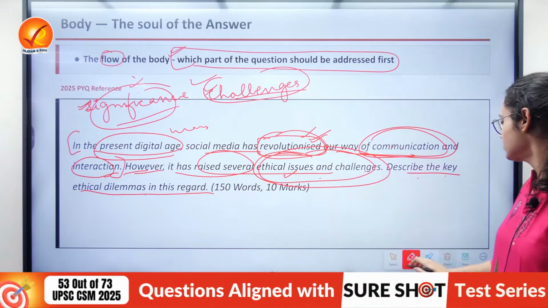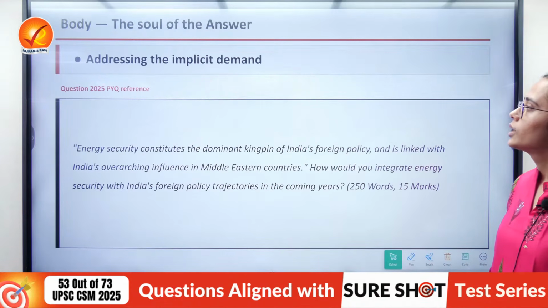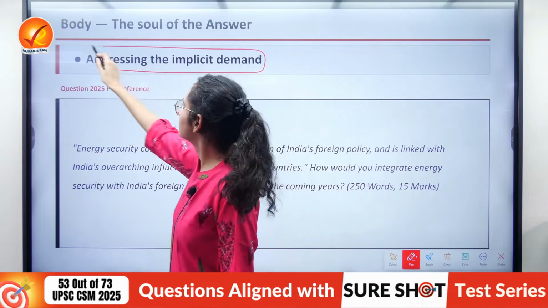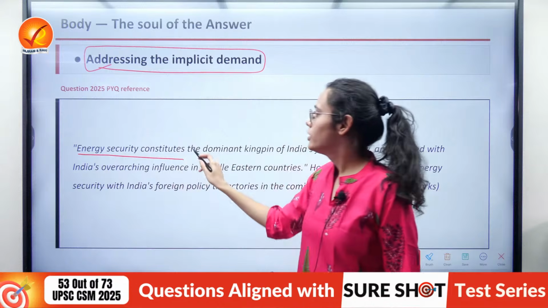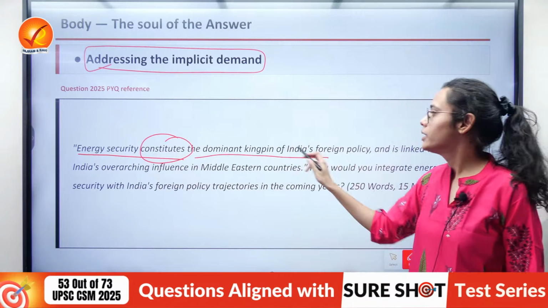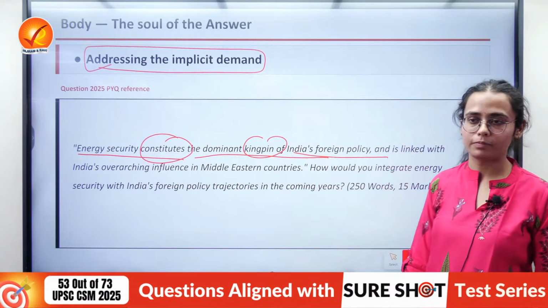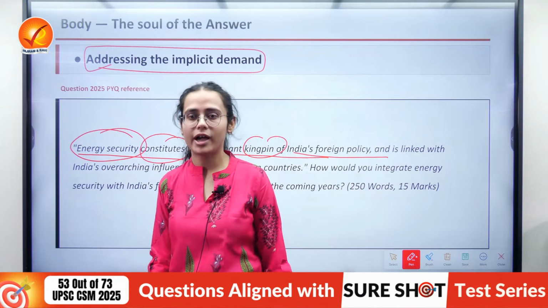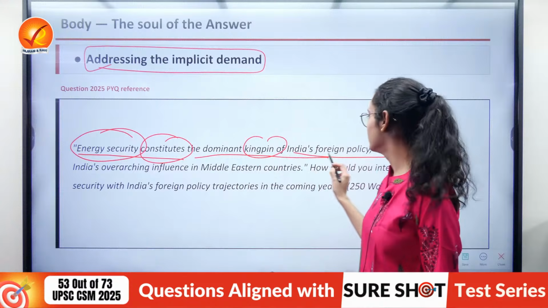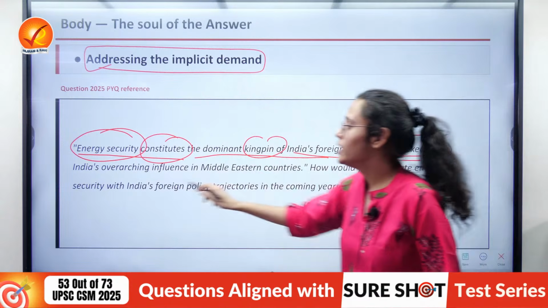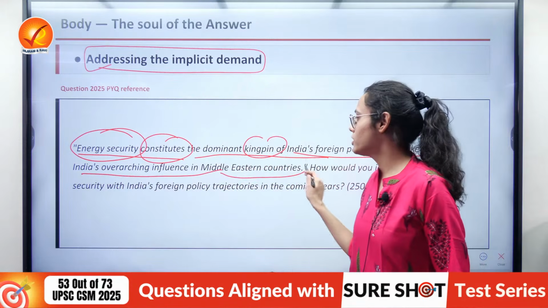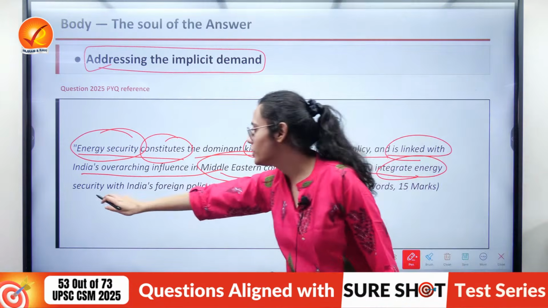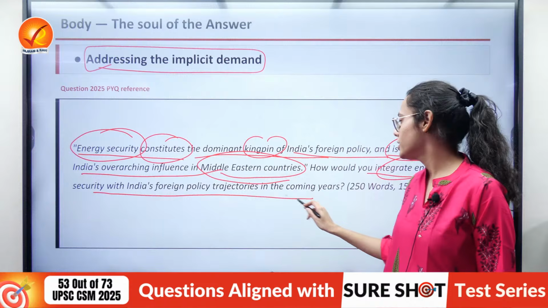Addressing the implicit demand. Energy security constitutes the dominant kingpin of India's foreign policy. Very important. Energy security, highly in news, and is linked with India's overarching influence in Middle Eastern countries. How would you integrate energy security with India's foreign policy trajectories in coming years?